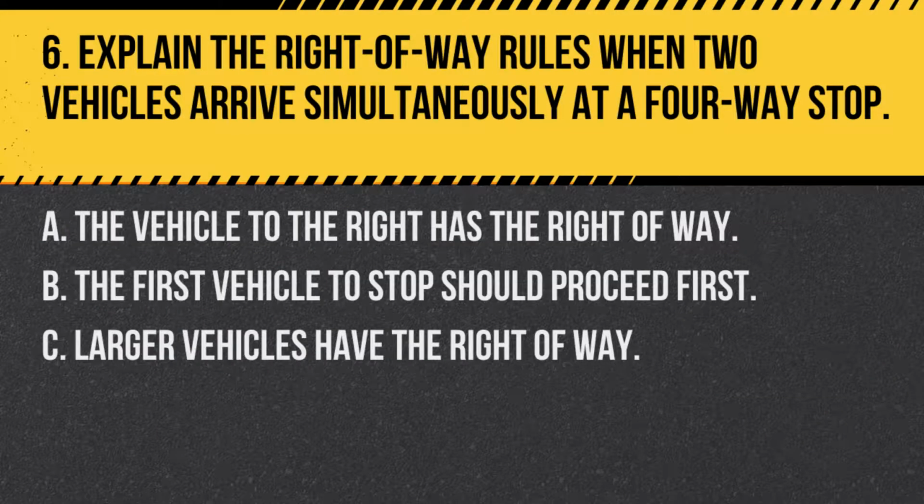Question 6. Explain the right-of-way rules when two vehicles arrive simultaneously at a four-way stop. A. The vehicle to the right has the right of way. B. The first vehicle to stop should proceed first. C. Larger vehicles have the right of way.